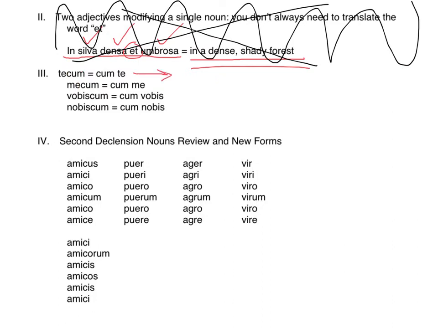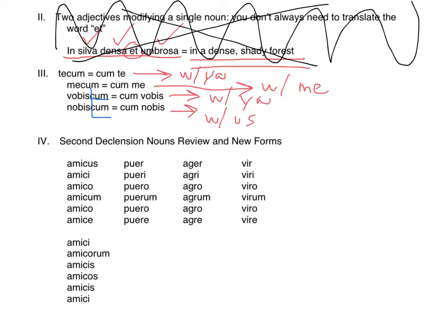So tecum means with you. Mecum means with me. Vobiscum means with you all, plural. And nobiscum means with us. And you just reverse the Latin word order when you translate it into English. And you have to be aware that Latin writes them as one word, even though they are really two different words.